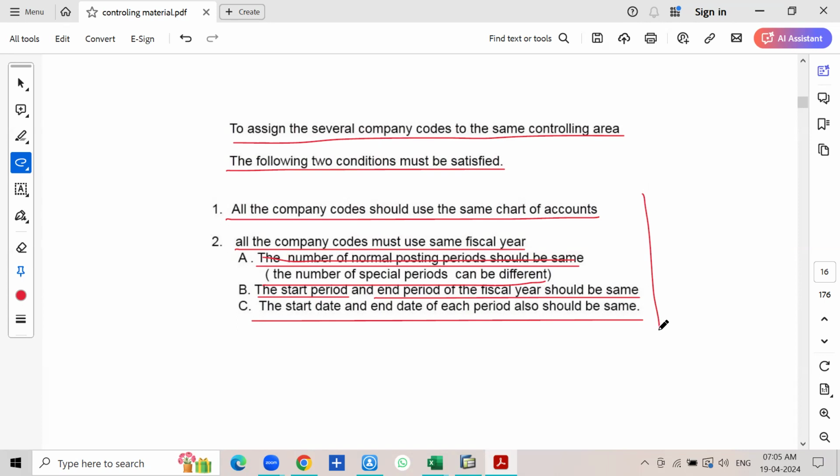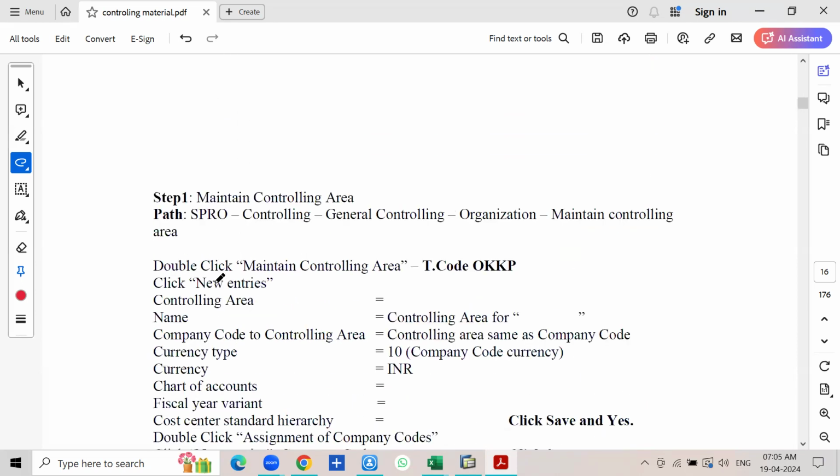First scenario: we will start with controlling area same as company code. Then we will go for the second scenario. In cost center accounting, somewhere we will go for cross-company code cost accounting. So that is the meaning of the controlling area. So, maintain controlling area.